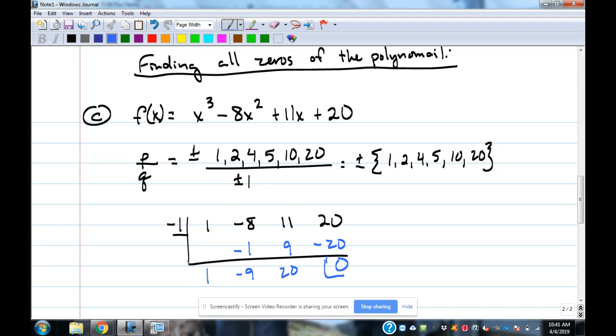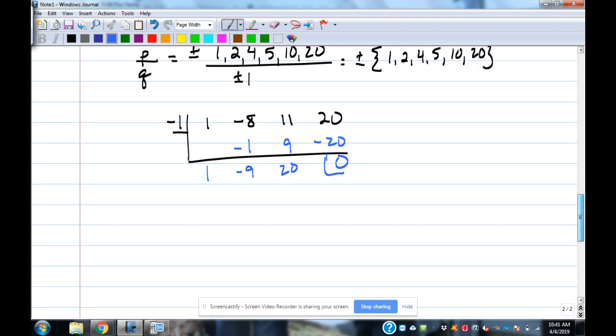Now, our quotient is a quadratic, x squared minus 9x plus 20. If we set that quadratic equal to 0, so we get x equals -1. That's one of our zeros. We proved that by our synthetic division. We saw it on the graph. We proved it by our synthetic division, got a 0 as the remainder. The next step is take what's left and try to solve it.